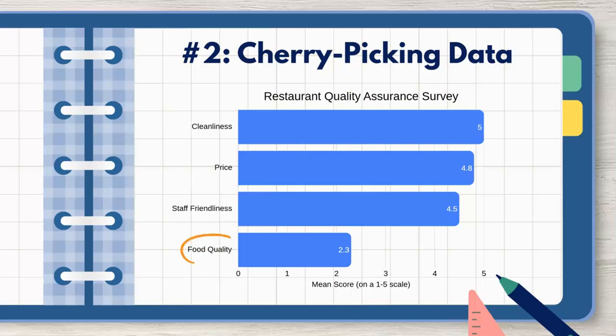To avoid being fooled by this tactic, it's important to pay close attention to the context of the graph. Realistically, a restaurant should be most concerned with the quality of their food. If they aren't presenting data about this topic, it's important to ask yourself why that might be.